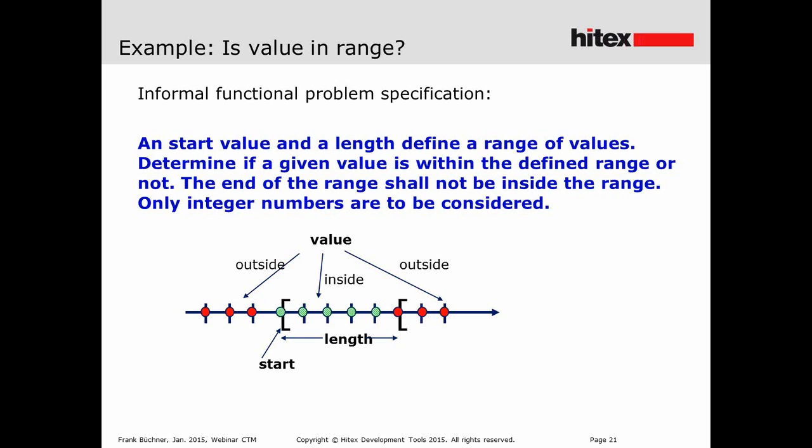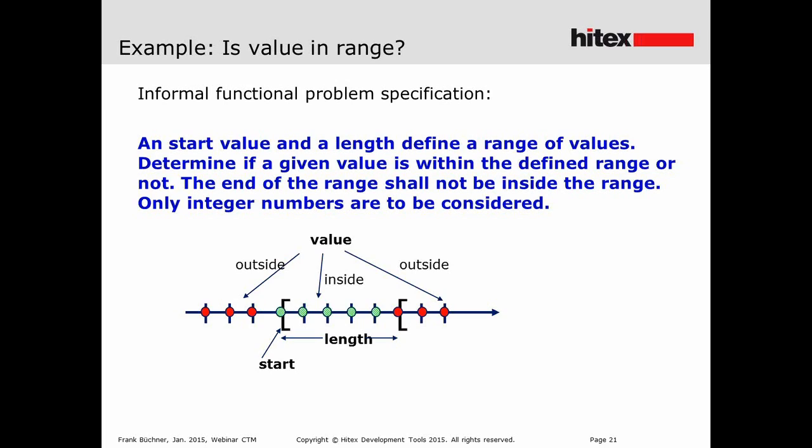So let's start. And I said the first step in applying the classification tree method is to find out about the test relevant aspects, which means to make a list of all the things, the items you want to vary during the testing. And for me, for instance, the start value of this range is the first test relevant aspect, because I would like to test with different start values. And the second test relevant aspect, in my opinion, should be the length of the range. For instance, I would like to use a length of 0, and I find it interesting to have also a range with length 0. So therefore the length is also a test relevant aspect for me.